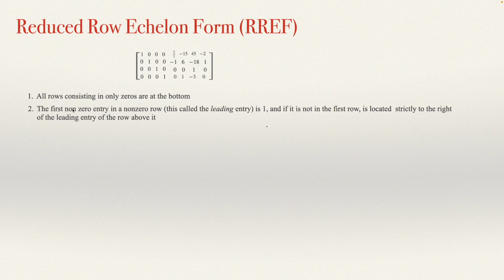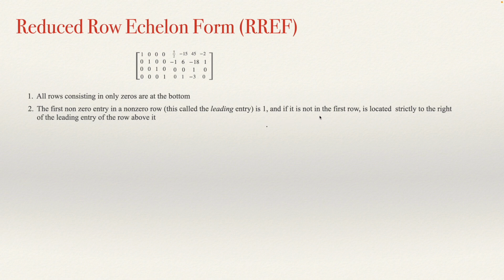The second condition is that the first non-zero entry in a non-zero row, which is called the leading entry, is a number 1. So look at that. If you see the fourth row, the first entry that is not zero is this one. In the third row, the first entry that is not zero is this one. It is always a 1, the leading entry. So the first entry that is not zero.